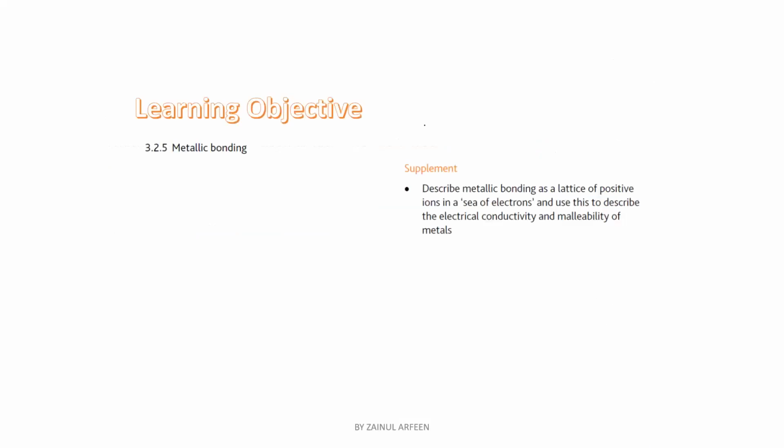Then the last type of bonding is known as a metallic bonding. So what is basically a metallic bonding or a metal? This type of bonding exists within the metal or mixture of the metals. We also call them as alloys. So what happened in a metallic bonding?